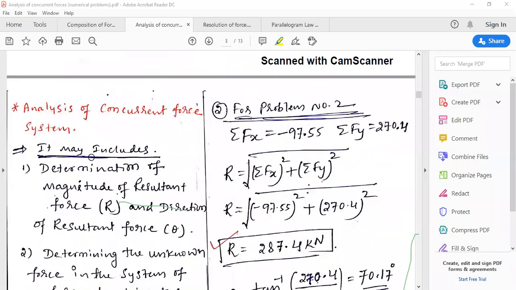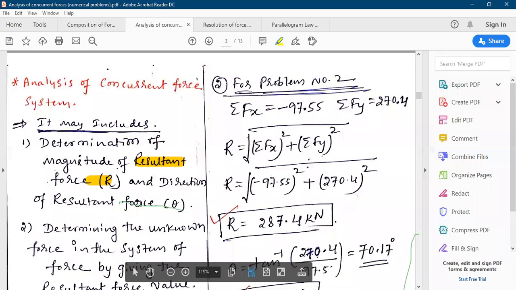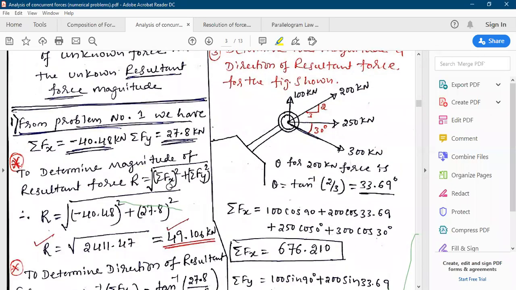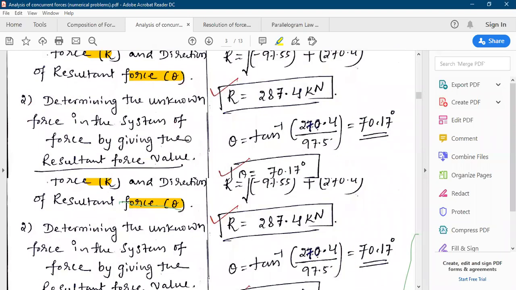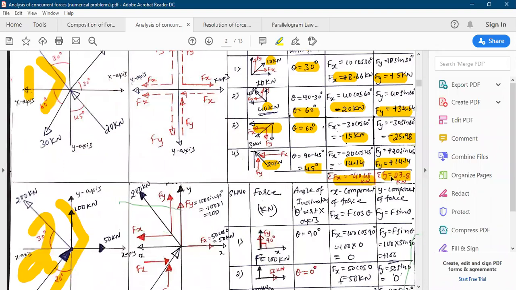Analysis of concurrent forces may include determination of the resultant value R, or determination of theta, the resultant force inclination. For the two problems which you solved in the last class, we obtained sigma Fx as minus 40.48 and sigma Fy as minus 27.28, which is calculated here.